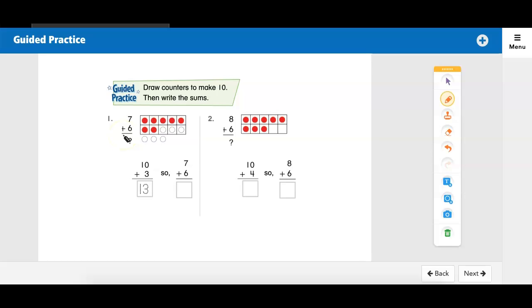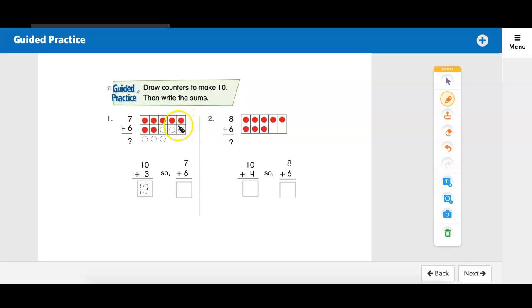So let's look at what our tens frame has. We have 5, 6, 7 red counters, so that shows the 7. Now we need to add 6. So we see 1, 2, 3, 4, 5, 6 white circles. So number 1 was already completed for us. They drew the counters to fill in the rest of our tens frame. So they drew 1, 2, 3, but we are adding 6 total. So these circles down here are 4, 5, 6.